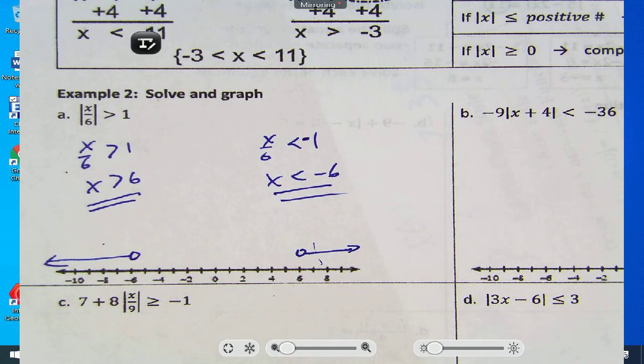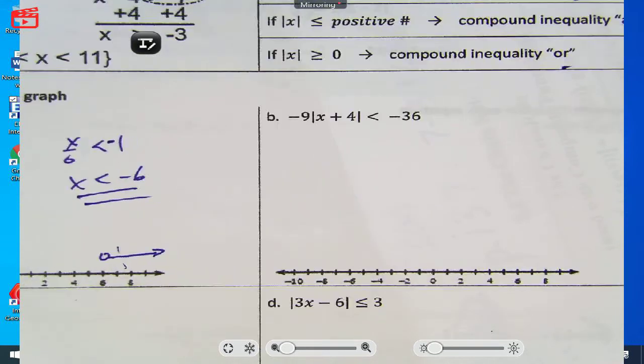Ready for B? Hello? Okay, going on to B. To be or not to be.